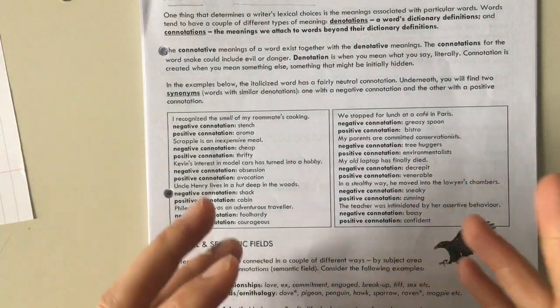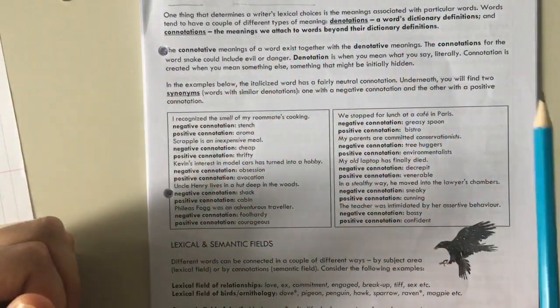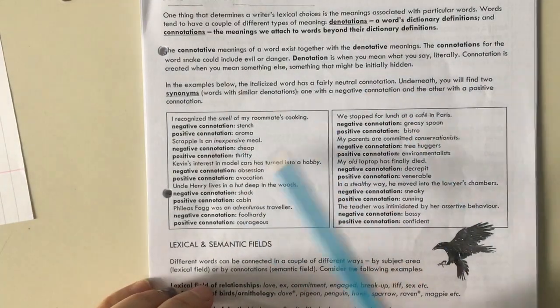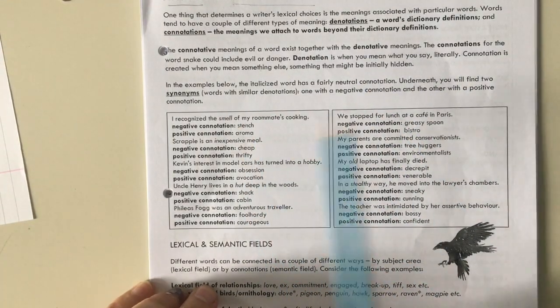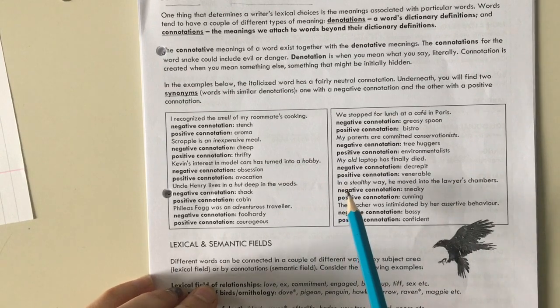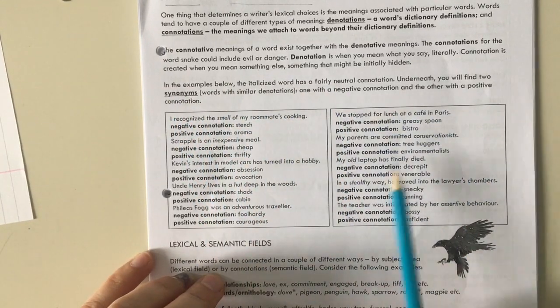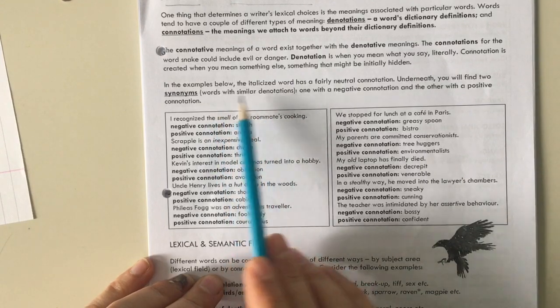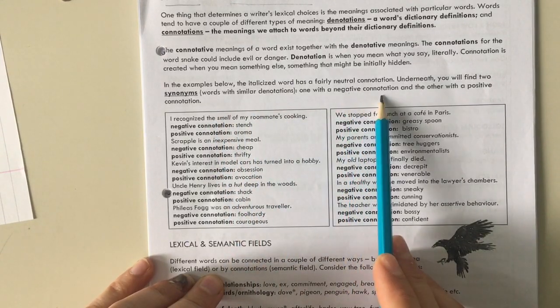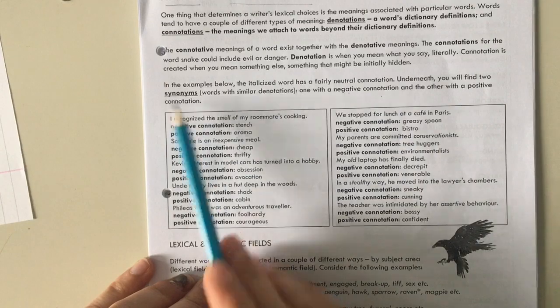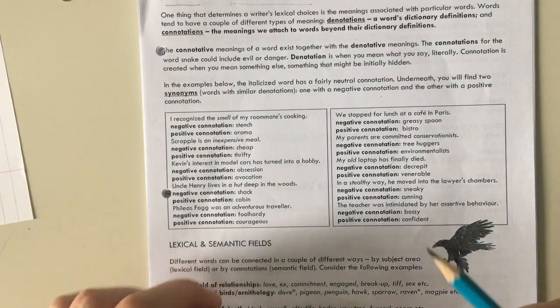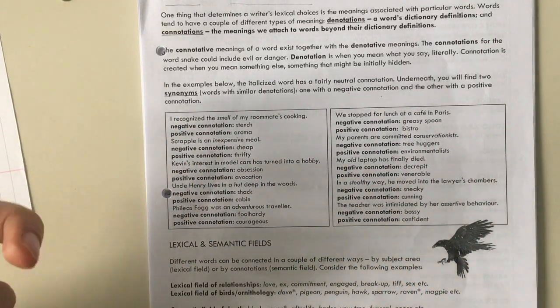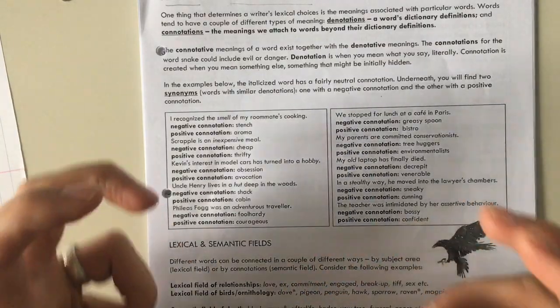And so once we've passed the denotation, the literal meaning of words, the dictionary definition of words, we're into whether the positive or negative connotations can be seen. Okay? So what we've given you here is 2 synonyms, that's words with similar denotation, similar meanings, one with a negative connotation and the other with a positive connotation. So you can see that words that can have a similar denotation can have different flavours of associated meaning.